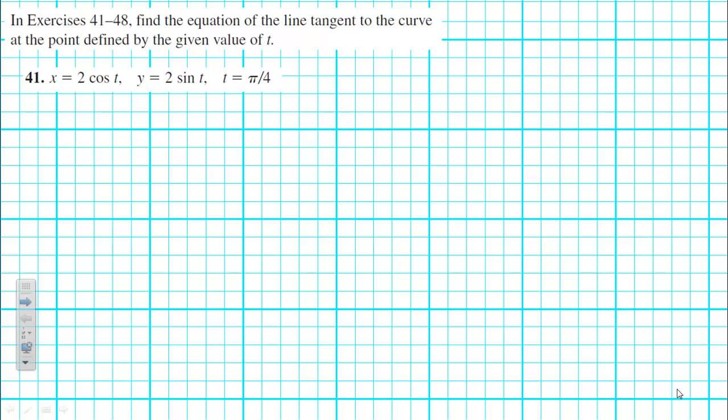Find the equation of the line tangent to the curve defined by these parametric equations at that particular value of t. Let's remind ourselves of the formula that helps us find the slope of a parametric curve. And that is that dy/dx is equal to dy/dt divided by dx/dt. You all agreed there? So what I'd like to do is find out what dy/dt is.